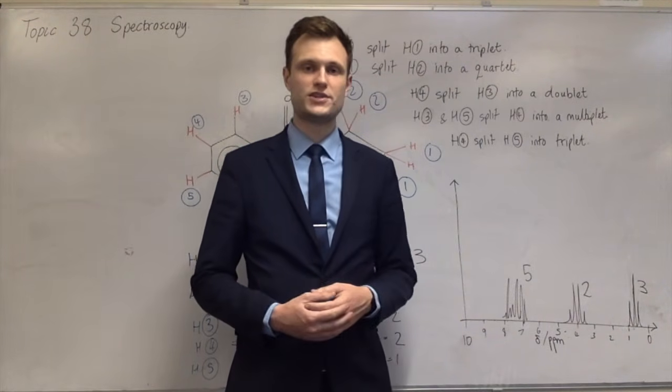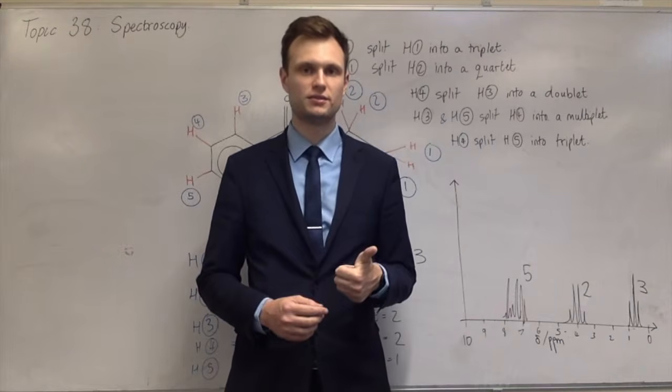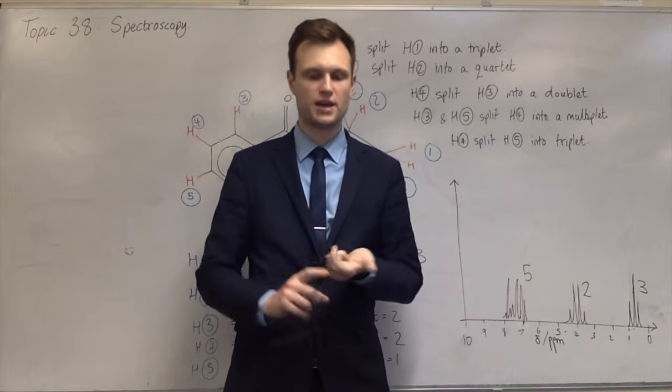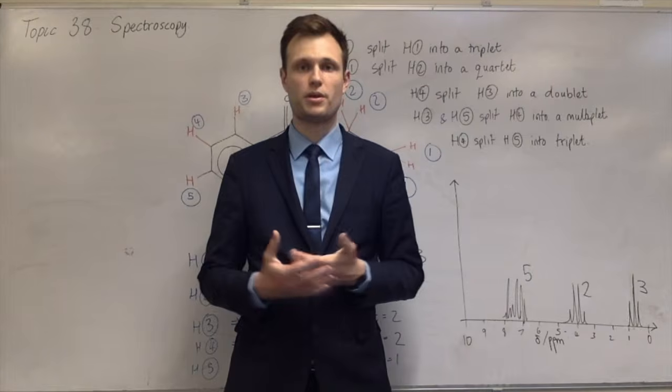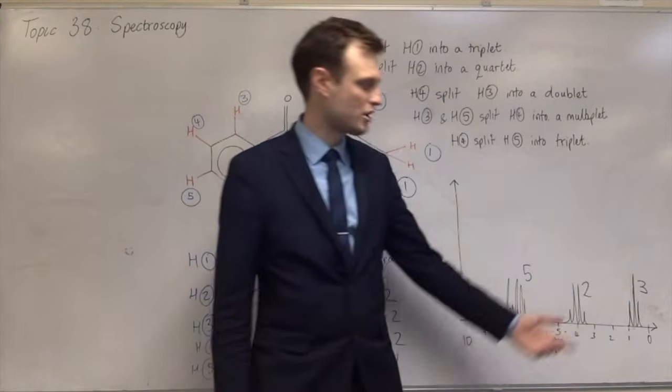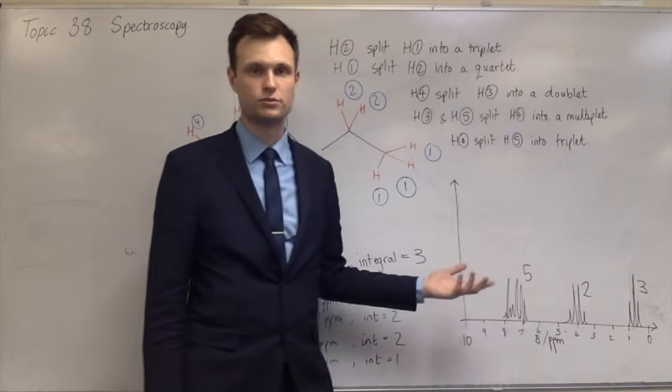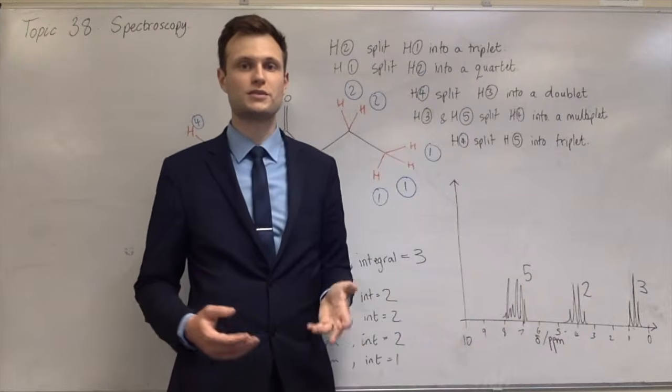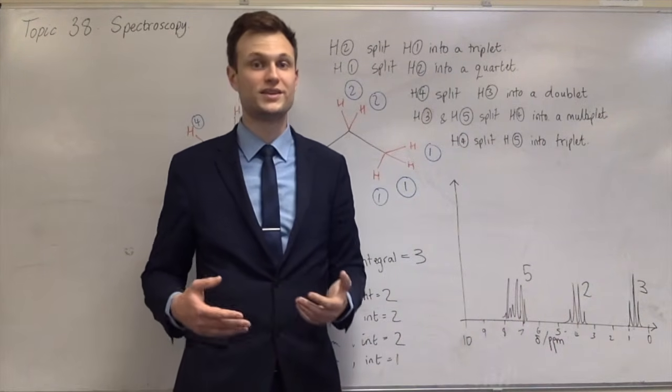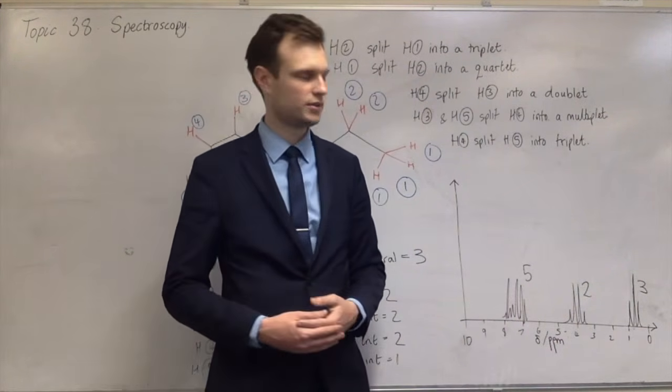The next thing, if you look at the data sheet, you'll see that OHs, so the hydrogens of alcohols, and NHs, they show up wherever they please. So it can be anywhere between 1 and 12. So if you see a random peak somewhere you can't assign, they're always singlets because they're not bonded to any carbons.